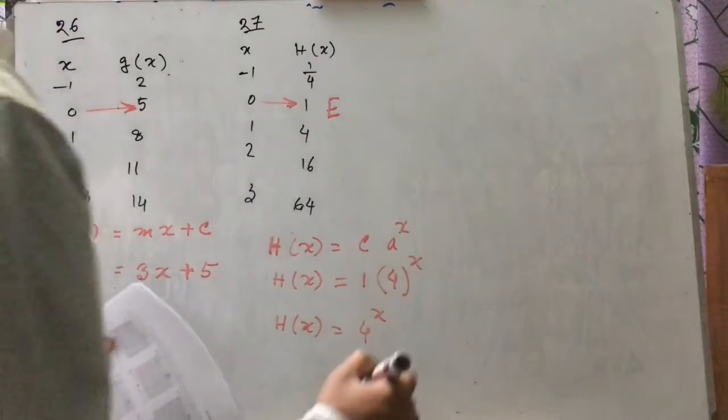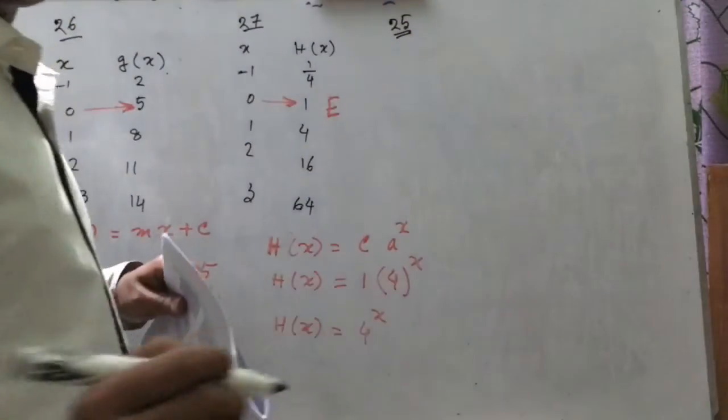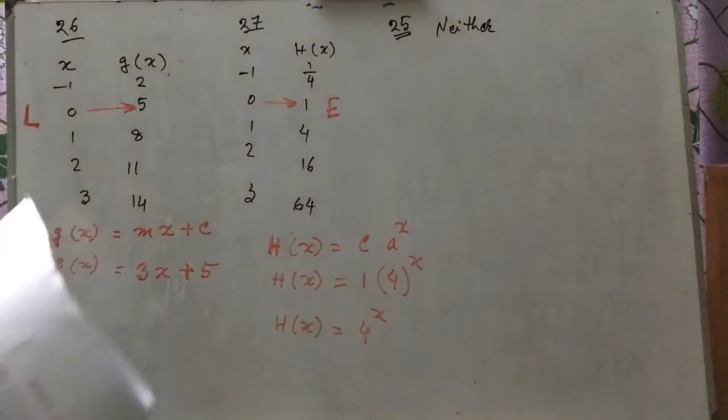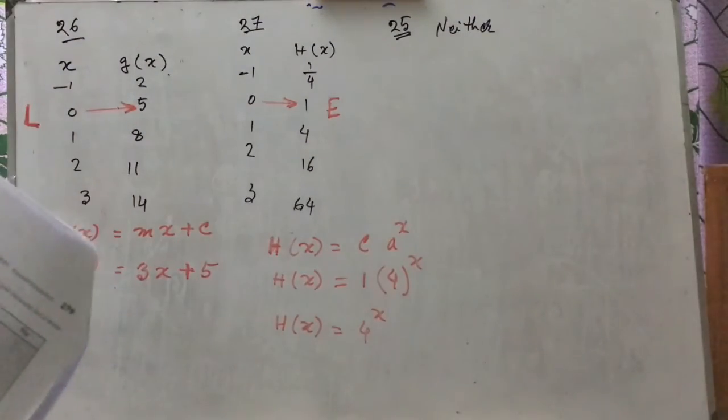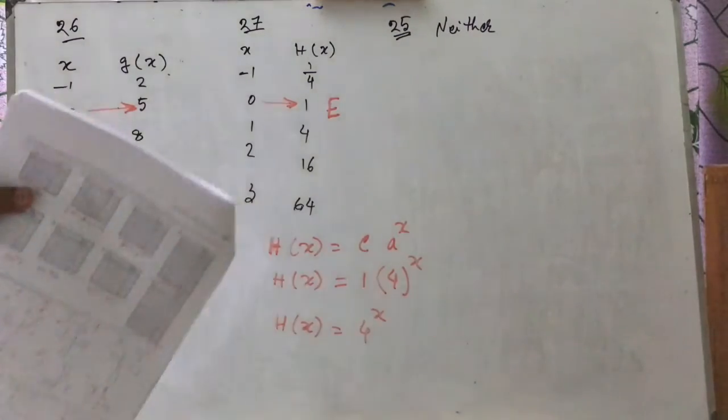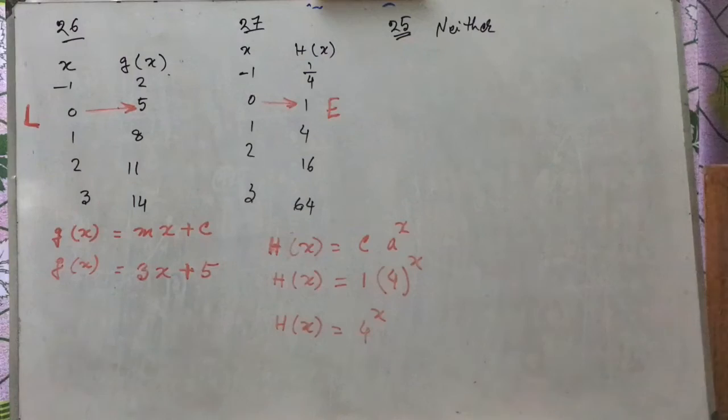The 25 number is neither. Why? Because if you look at the data, it will not match with anything. You see the gap and the ratio, nothing is the same in that data.